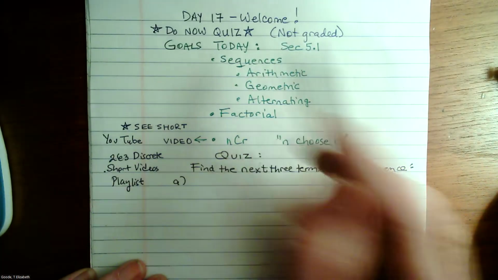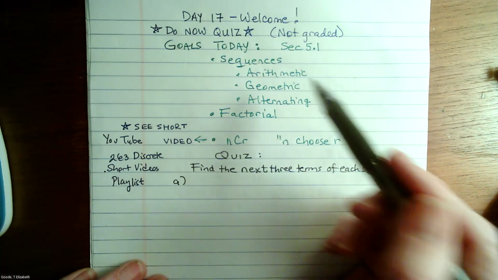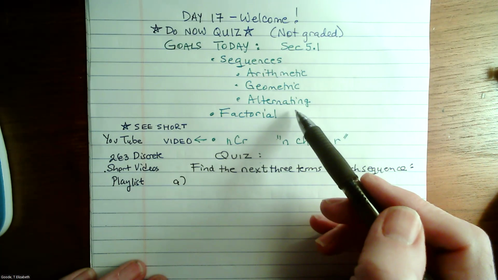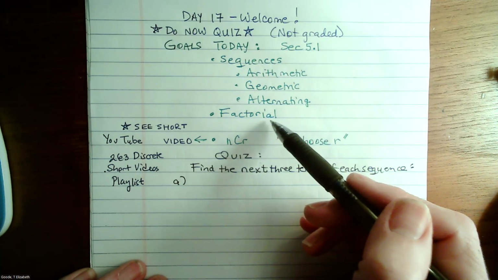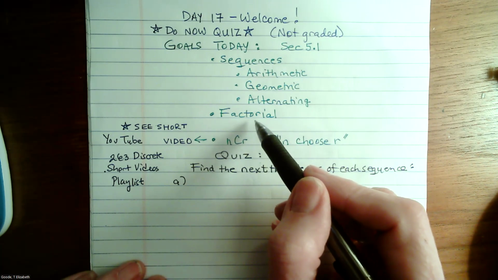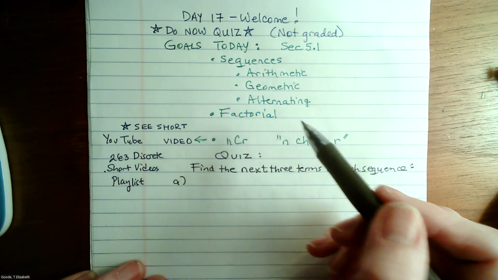So welcome to day 17. Danny's here, and we're going to talk about sequences today: arithmetic, geometric, and alternating sequences. We're also going to talk about factorial, which you've probably seen, but you may not have seen the recursive definition that we're going to use.